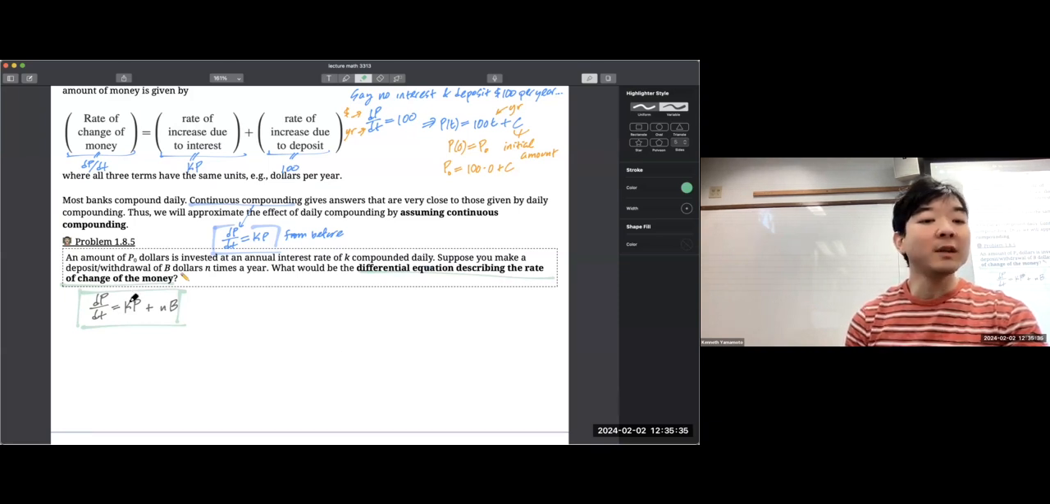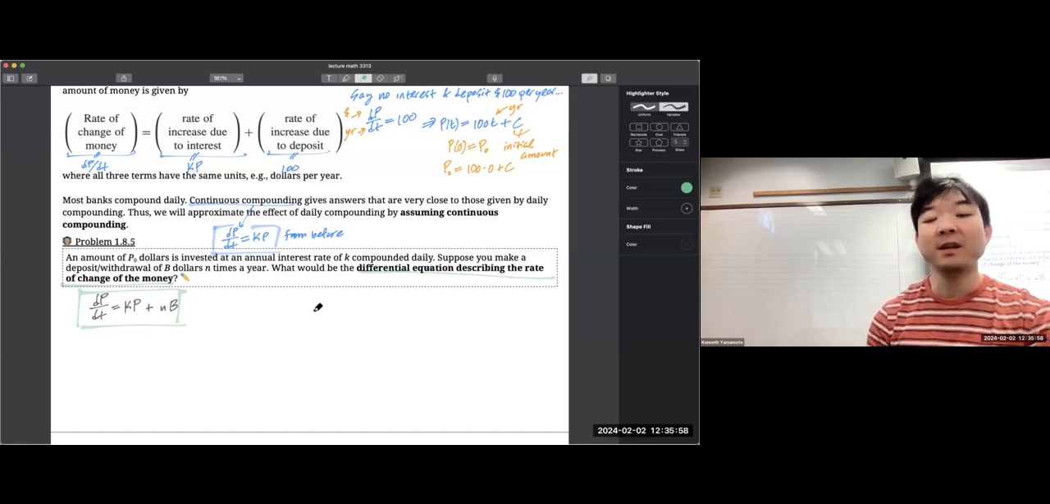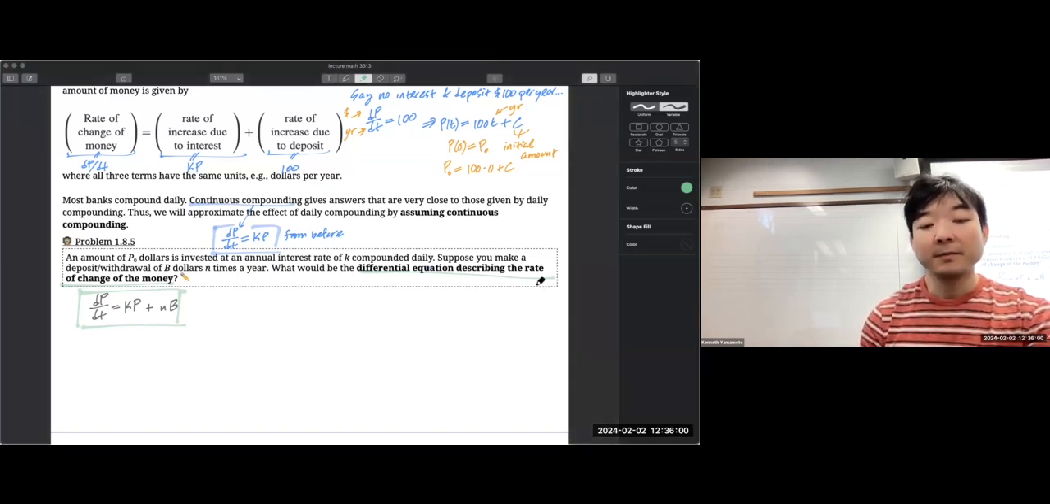The P is the only variable in, well, T is also a variable too, but P is your unknown. K is a constant, N is a constant, and B is a constant, because we're assuming that we know how much money we're putting in, B, and how many times we're doing it. So if it's a monthly deposit of $10, you'll have 10 for B, and then if it's monthly, N would be 12 over the year.